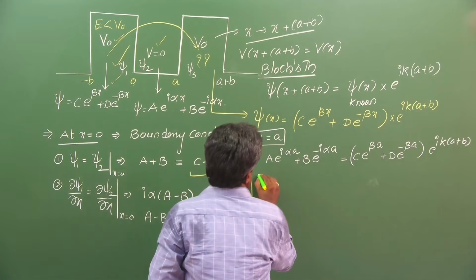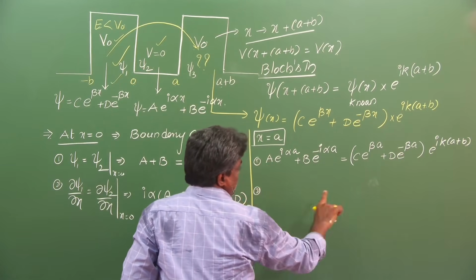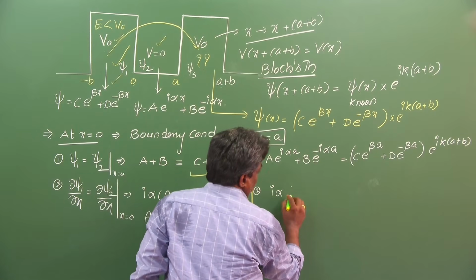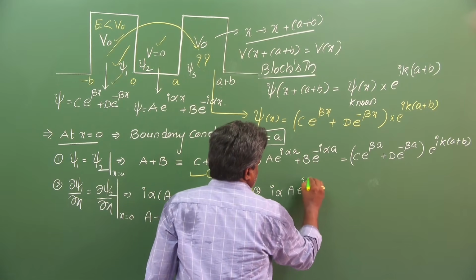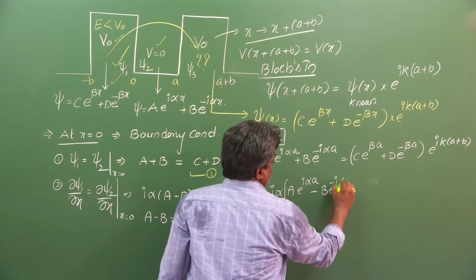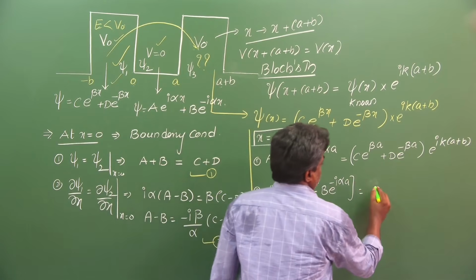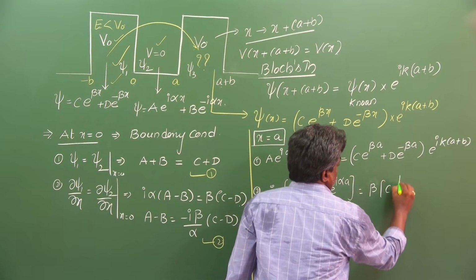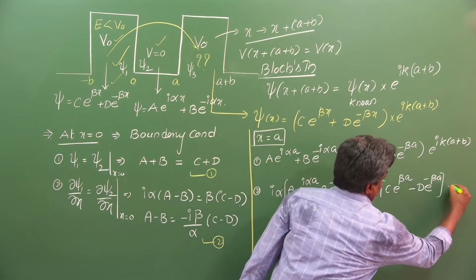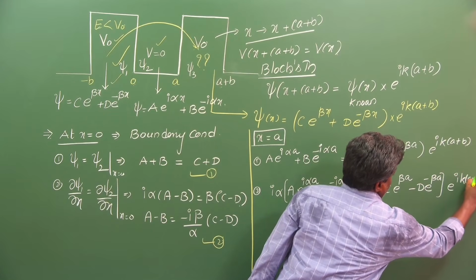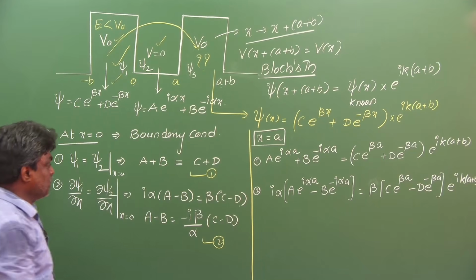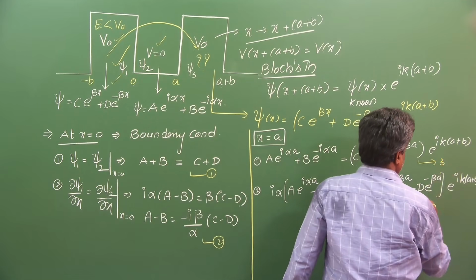plus. Next one, second condition, differentiation. If you do the differentiation, I alpha, a e raised to i alpha a minus b e raised to minus i alpha a, equals beta, c e raised to beta a minus d e raised to minus beta a, into e raised to i k. That's it. We got 4 equations, 1, 2, 3 and 4.